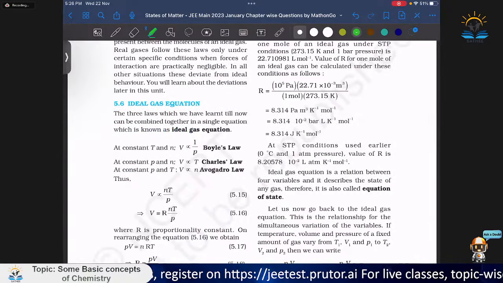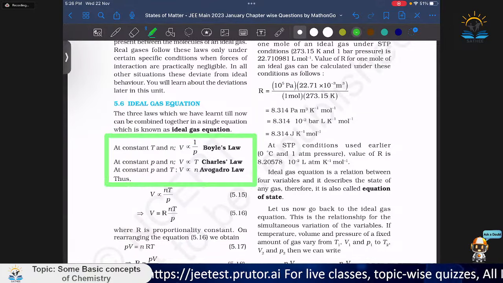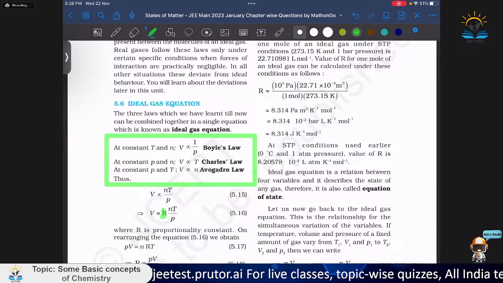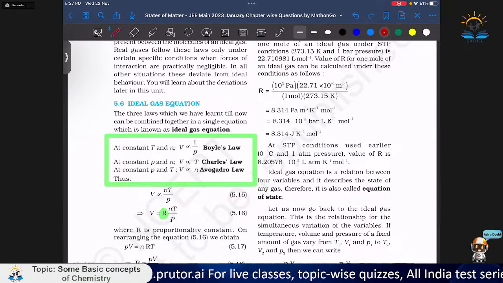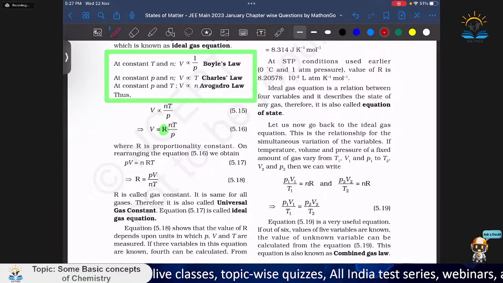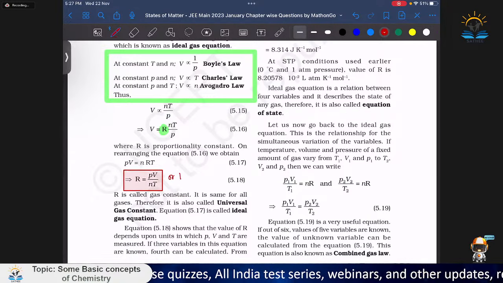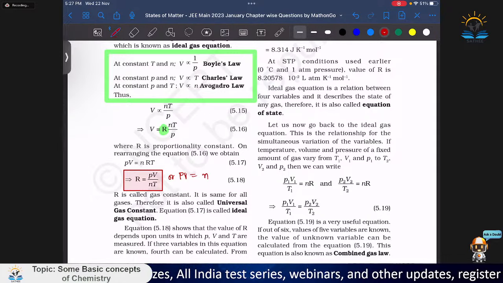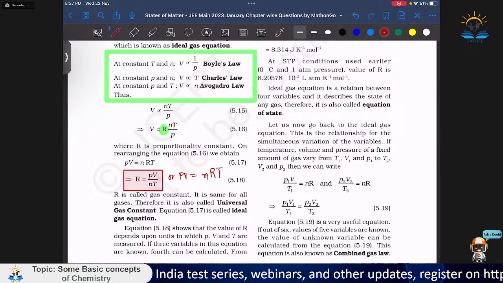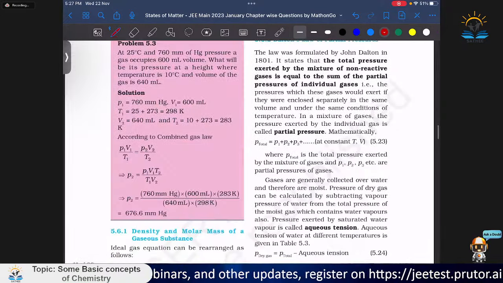If we combine all these three laws together and add a proportionality constant known as R, the universal gas constant, we will get what is called the ideal gas equation. Here we have the ideal gas equation: PV is equal to nRT. n is the number of moles, T is the temperature, R is the gas constant, P is pressure and V is volume. We will use this in various equations.